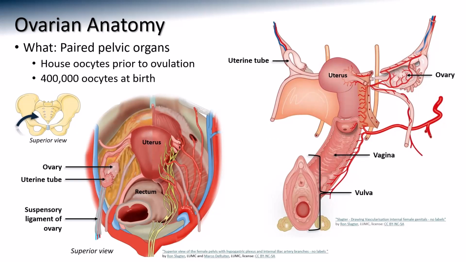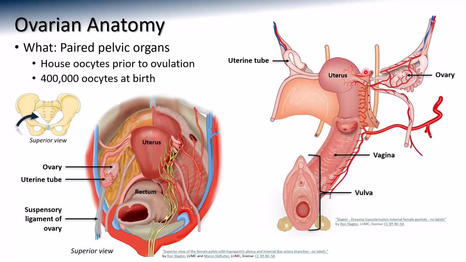All right, so let's start off talking about ovaries here. Ovaries are pelvic organs, meaning that they remain within the abdominopelvic cavity during development and after birth. They are typically associated with the uterus and the uterine tubes, but I do want to point out they are not physically attached to those uterine tubes at all.